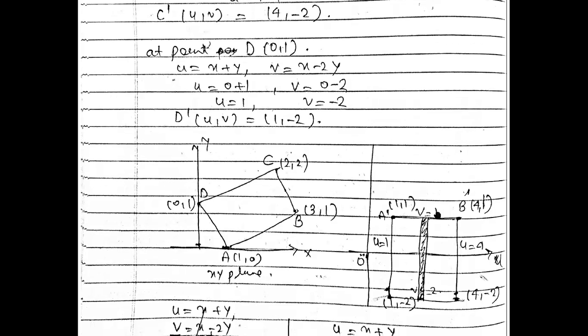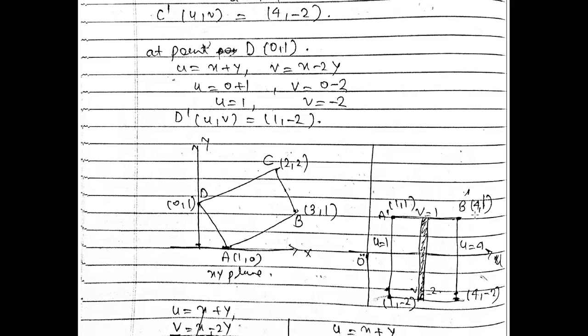We can see that the value of u is here 1, and the value of u is here 4. That means our lower boundary is 1 and our upper boundary is 4. So the limit of u is 1 to 4.